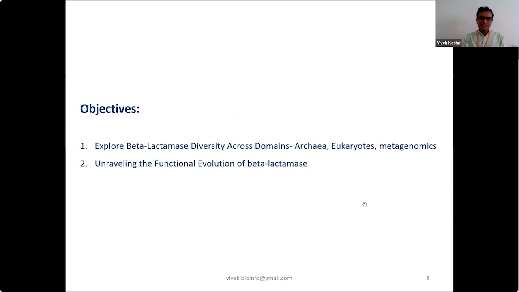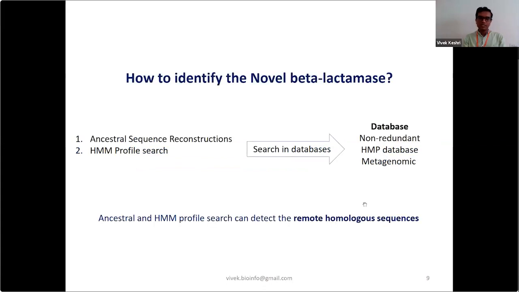As a result, the objective of my project is to explore beta-lactamase diversity in different domains of life, in archaea and eukaryotes, including metagenomics also, followed by the functional evolution of beta-lactamase. With the help of some bioinformatics pipeline, we can try to identify novel beta-lactamase-like sequences from different domains of life.